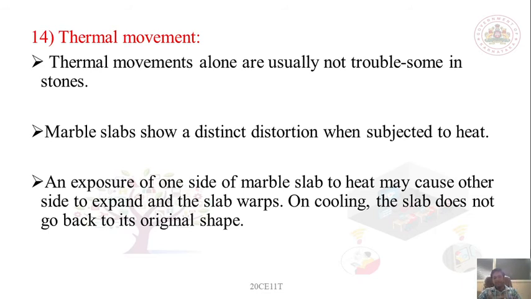If you have a slab of marble and heat it on one side, it will warp. Eventually it will fold, and on cooling it will not come back to the original shape. It means marble is more susceptible to thermal movement. Temperature can warp marble slabs. So that is how you have to choose.